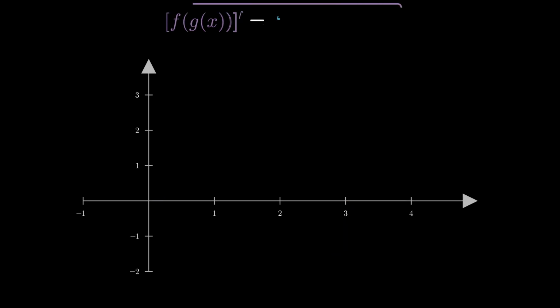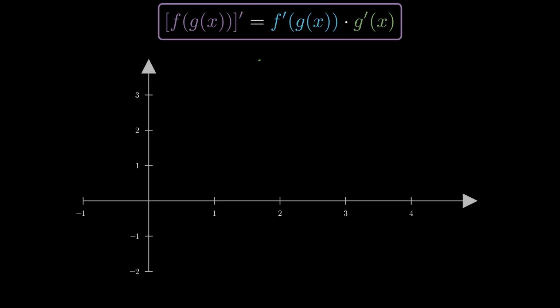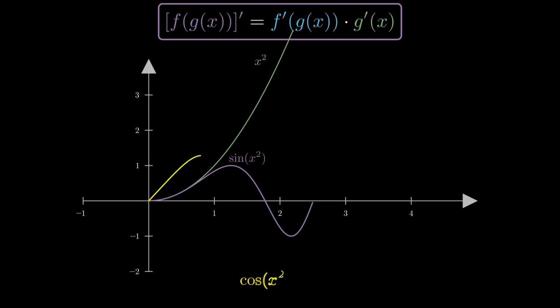This is the product rule. The derivative of f times g equals f prime times g plus f times g prime. Differentiate the first and multiply by the second, then keep the first and differentiate the second and add them. That's the derivative of f times g.